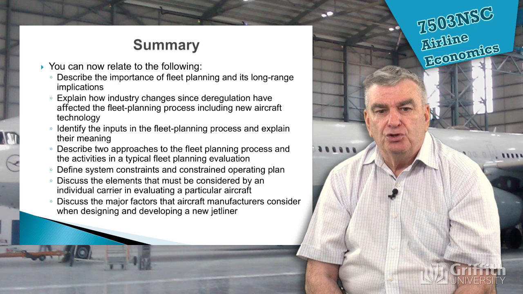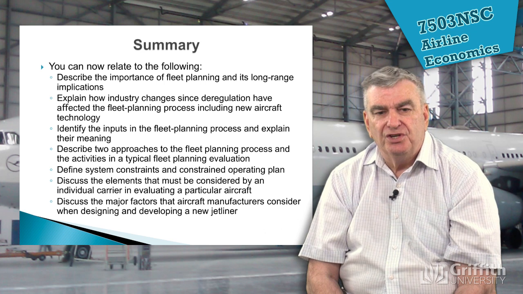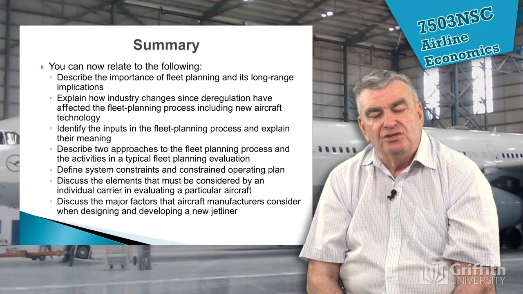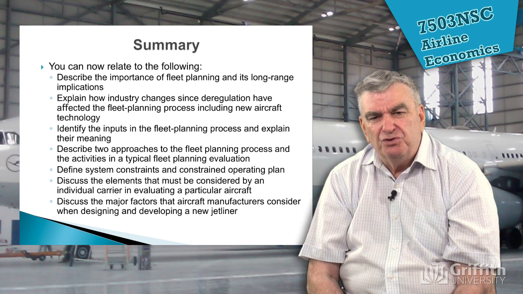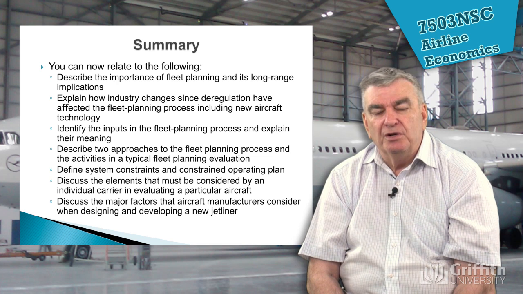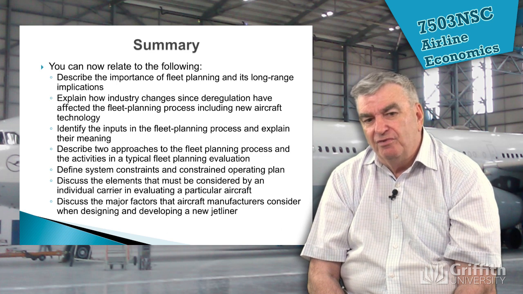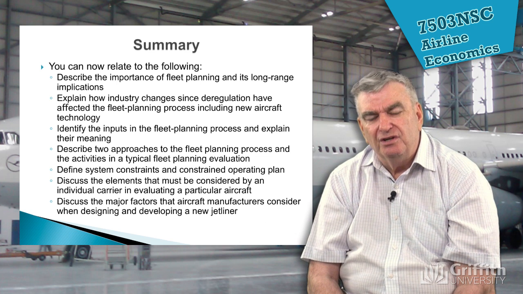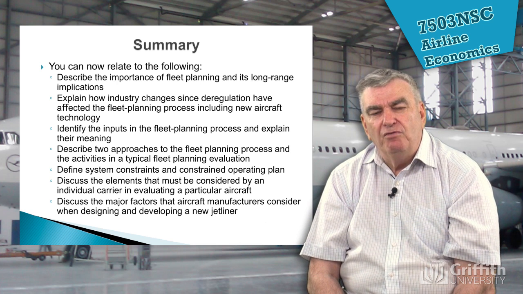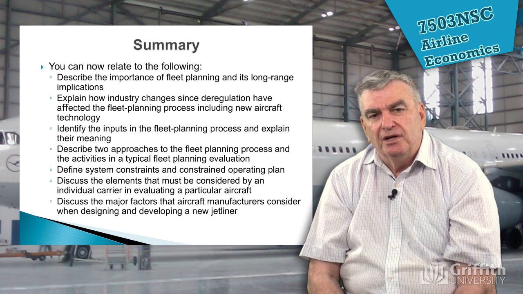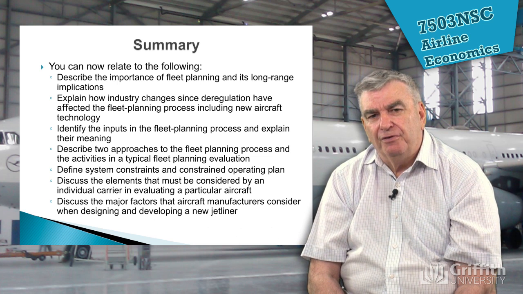We've looked at the two approaches to the fleet planning process, the top-down and the bottom-up, and we've looked at system constraints and the constrained operating plan, just touching the surface. We've looked at the elements that have got to be considered in terms of what we are looking for in our aircraft: the design characteristics, the propulsion, the support side, and we've looked at the different approaches that the two manufacturers adopt in producing aircraft for the airlines.